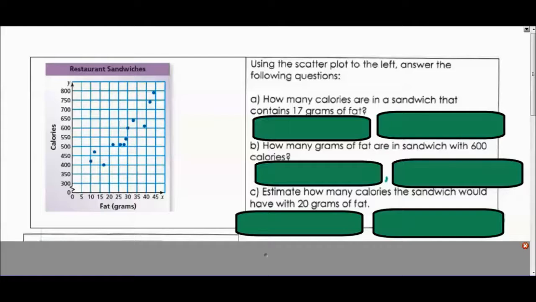Alright, so this one's a little bit different. Again, we're going to use a scatter plot to answer the questions, but we don't have a trend line on this one, so we kind of have to draw that for ourselves. And then we're going to answer these questions. We're really just asked to estimate, based on either an x-coordinate or a y-coordinate, what the other coordinate is going to be.